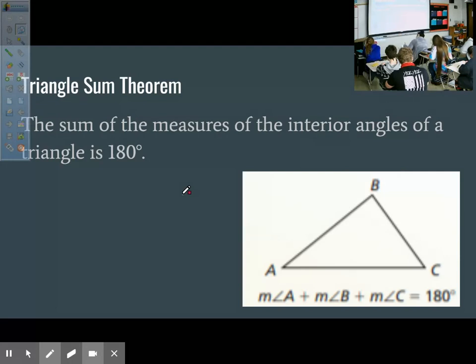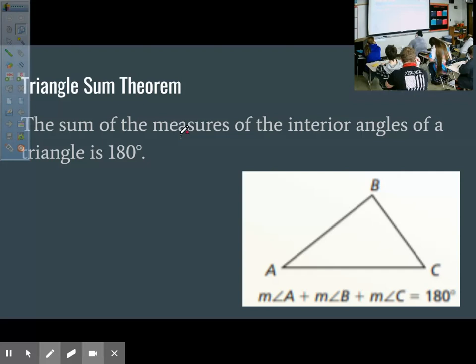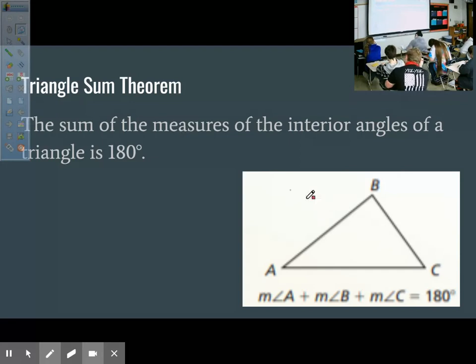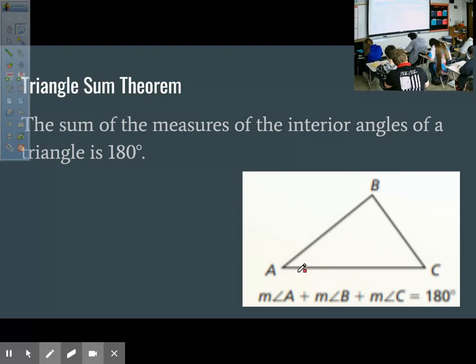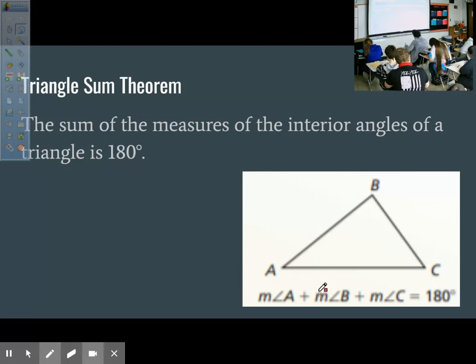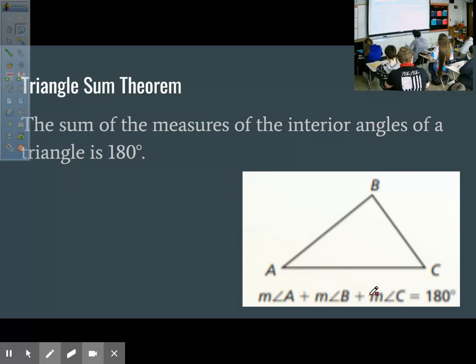Alright, after you get done writing the definition of the triangle sum theorem, over there on the right where it says triangle sum theorem and it has the picture, you need to write this formula. The measure of angle A plus the measure of angle B plus the measure of angle C is 180 degrees. So A plus B plus C, the inside three angles, have to add up to 180.